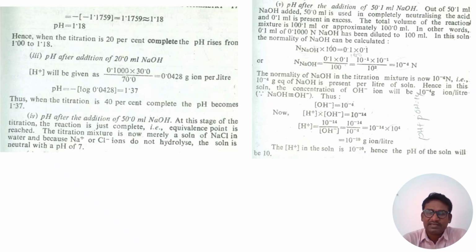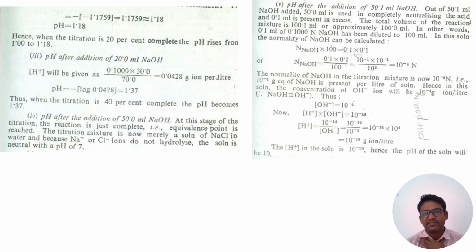Now let us carefully understand. We cannot calculate the pH directly. Now we need to calculate how much H plus is left. For that, we should know that concentration of H plus multiplied by concentration of OH minus is equal to 10 to the power minus 14. This is the conventional equation.